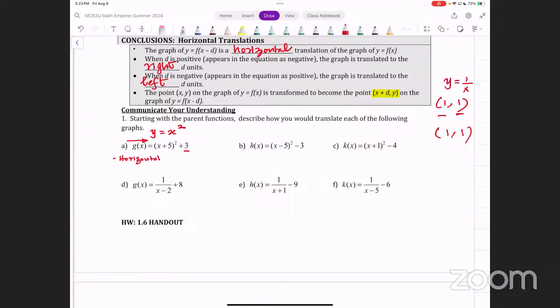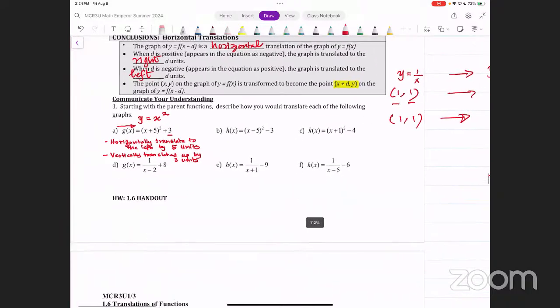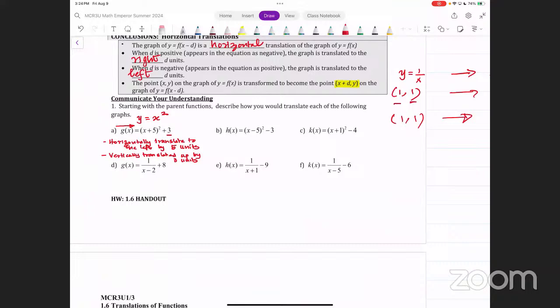Horizontally translate to the left by 5 units, isn't it? And then vertically translate up by 3 units. Make sense? Did you get the picture, sir? Okay, can you complete B and C? Because it's the same functions, with different keywords.